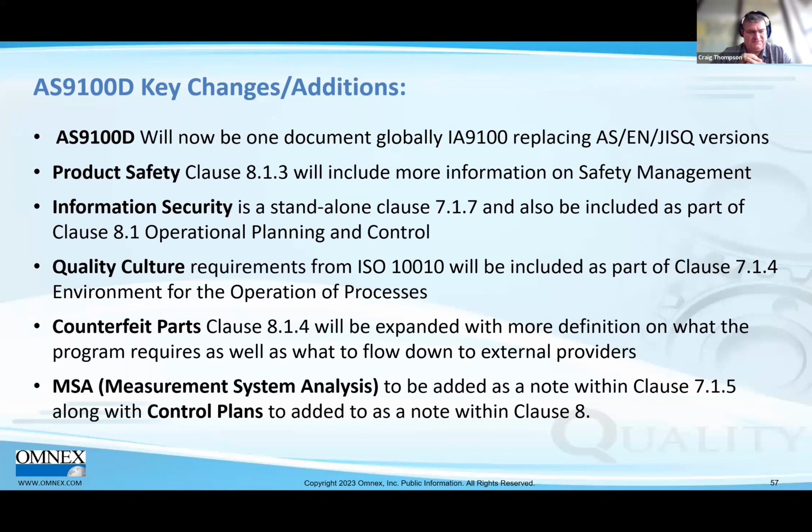It's kind of implied. Some other things they're going to add is quality culture. That's going to be spread out throughout the standard. In quite a few places you're going to see the word quality culture, but they are going to specifically add it in clause 7.1.4 about your environment for your processes. They're going to add some things about quality culture, and they're taking those requirements from the ISO 10110. Right?